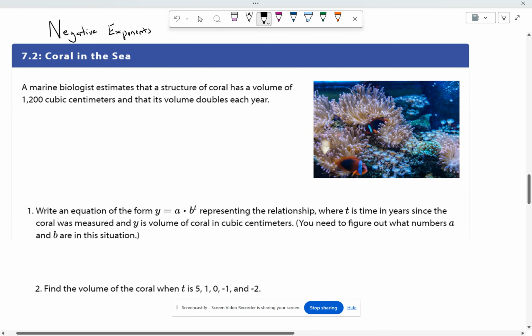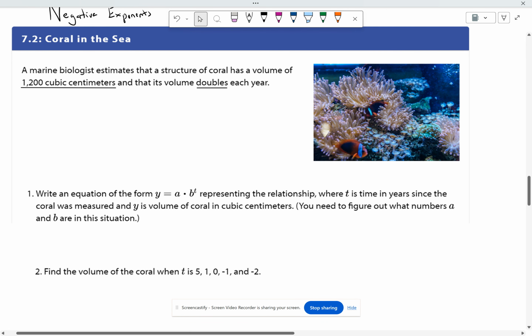So in this example, coral in the sea, a marine biologist estimates that the structure of a coral has a volume of 1,200 cubic centimeters and that its volume doubles each year. So it starts off when they measure it with 1,200 cubic centimeters, and every year that volume is doubling. Then we're asked to write an equation in the form of y equals a times b to the t, representing the relationship where t is the time in years since the coral is measured, and y is the volume of the coral. We're going to need to figure out what a and b are.